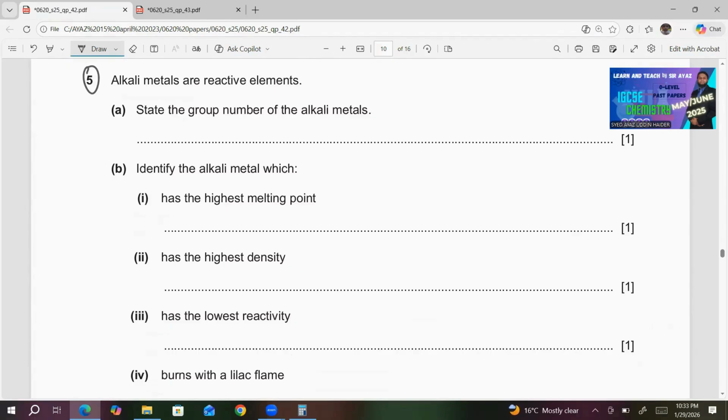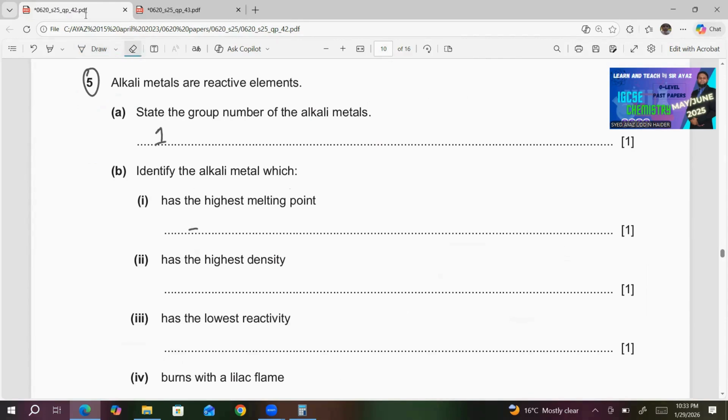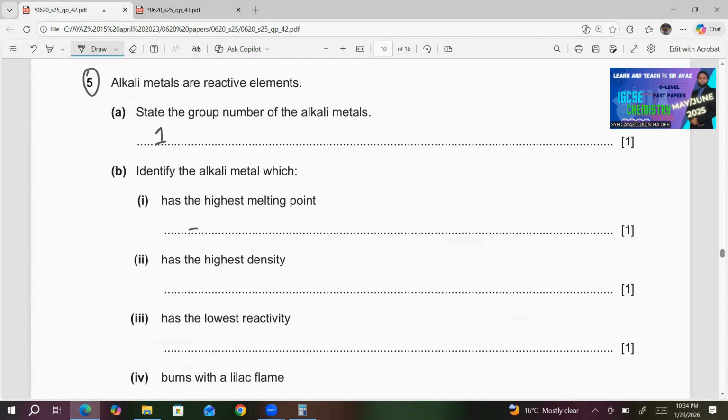Number 5. Alkali metals are reactive metals. A. State the group number of the alkali metals. So here we are having alkali metals. That's group number 1. They are alkali metals in the periodic table. So you are going to write group 1. Identify the alkali metal which has the highest melting point. Now the trend for the melting point in this group is that the melting point decreases as you go down the group, which means the first element must be having the highest melting point. So answer will be Li or lithium.